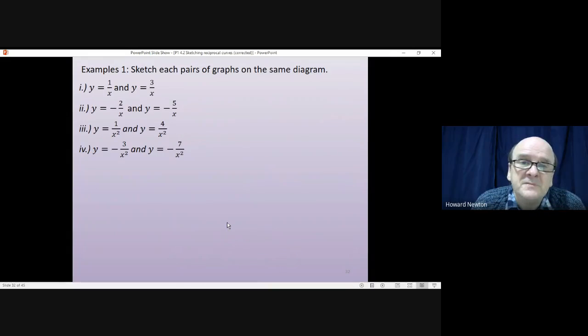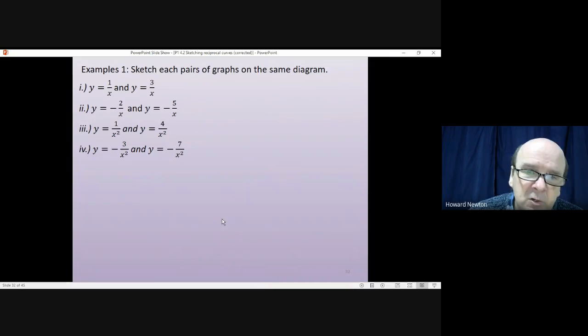Okay, some examples for you to have a go at. Exactly as I was doing there, sketch each pair of graphs on the same diagram. So for question 1, sketch y equals 1 over x and y equals 3 over x on the same diagram. And all you have to do is just give the general impression of which graph is closer to the axis, which graph is further away. Anyway, I'll let you have a go. So pause the video, have a go at these, and then come back again when you're ready.